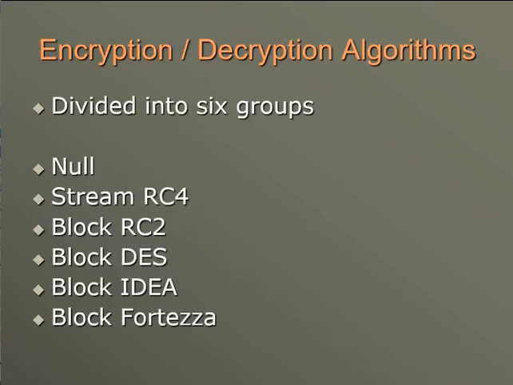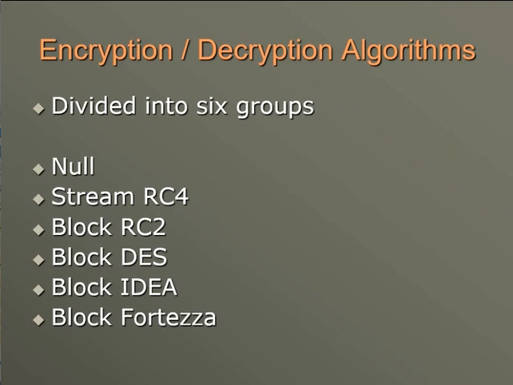Then next is the encryption and decryption algorithms. So there are several choices for encryption decryption algorithms, and we can divide the algorithms into 6 groups. All these encryption decryption algorithms use the 8-byte initialization vector, except Fortezza, which uses 20 bytes of initialization vector. So the different encryption decryption algorithms used by SSL can be null, stream RC4, block RC2, block DES, block IDEA, and block Fortezza.